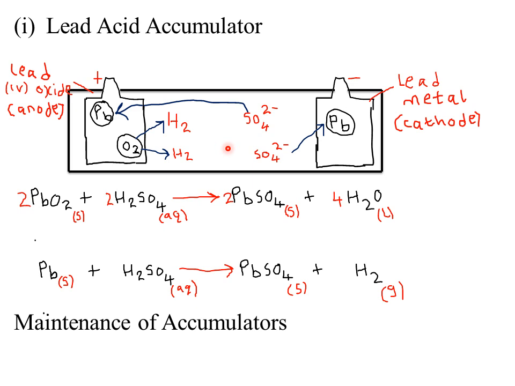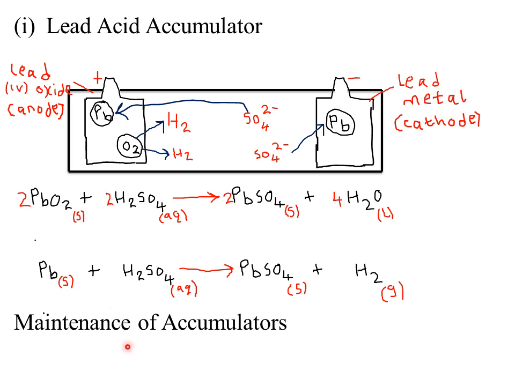Charging. So the important things to know here is that in a lead acid accumulator, lead 4 oxide is the anode used, or the positive electrode, while lead metal is the cathode or the negative electrode, whereas the electrolyte here is the sulfuric acid.